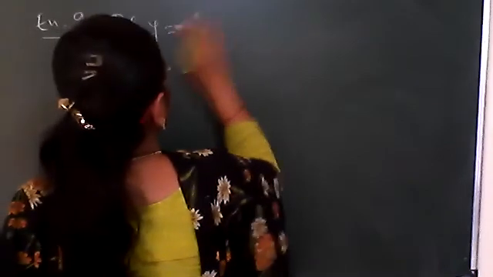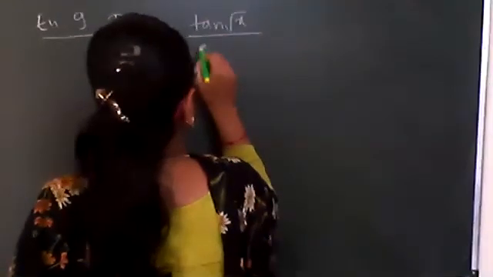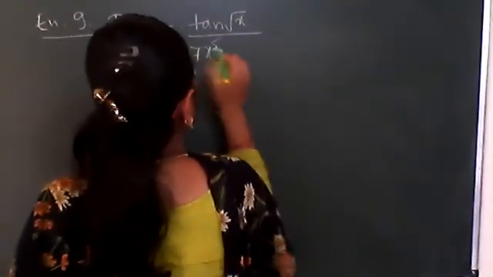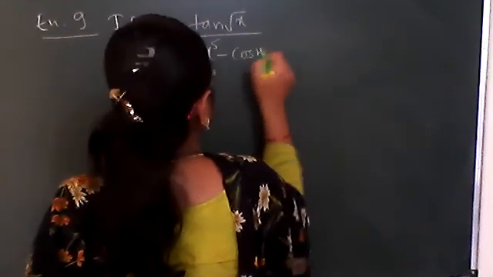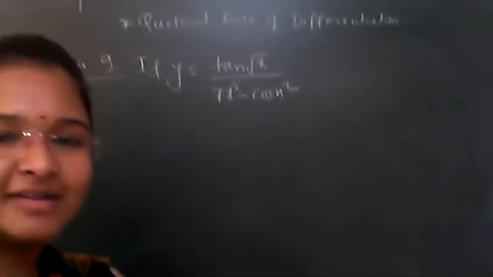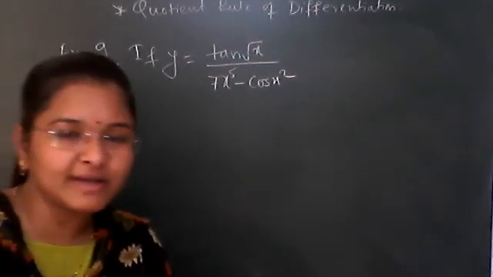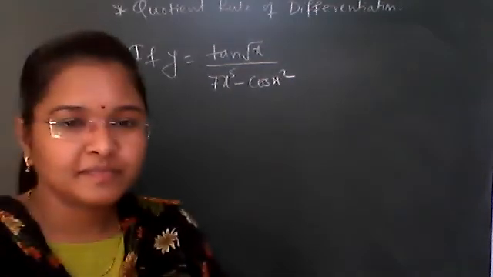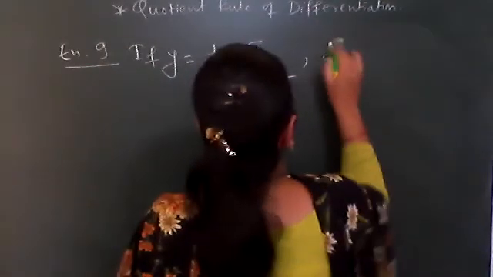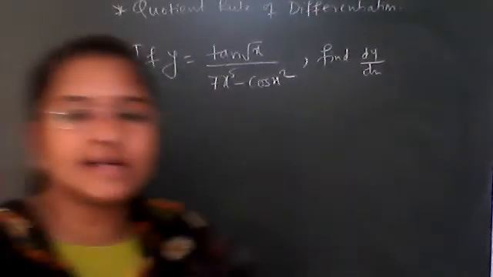Is it okay now? If y equals tan of root x upon 7x raised to 5 minus cos of x square. Okay, now we'll differentiate this. Find, if y equals this, dy by dx. Okay, so what is the derivative now?